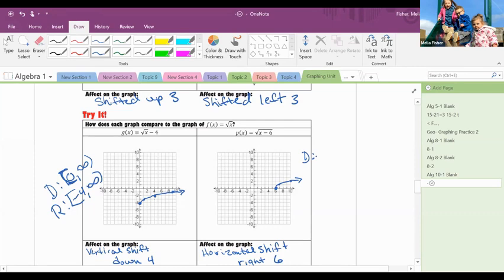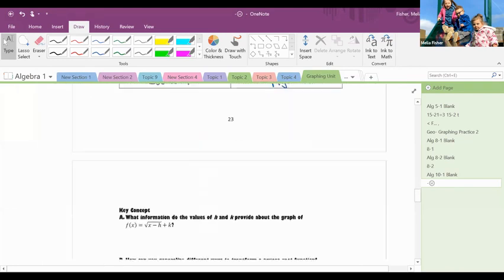Okay, what happened to the domain on the right? How far left can we go? 6. How far right can I go? Infinity. How far down can I go? 0. How far up can I go? Infinity. Okay, does that help with domain and range? Domain, how far left can I go? How far right can I go? Range, how low to how high? Okay, hopefully that'll help with that.